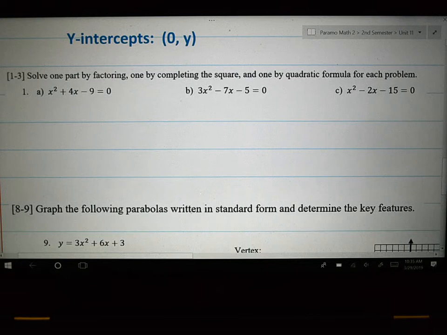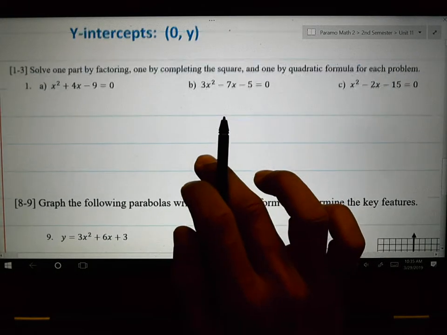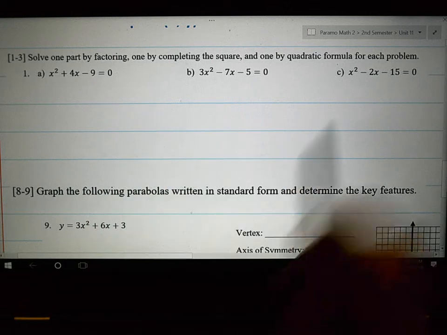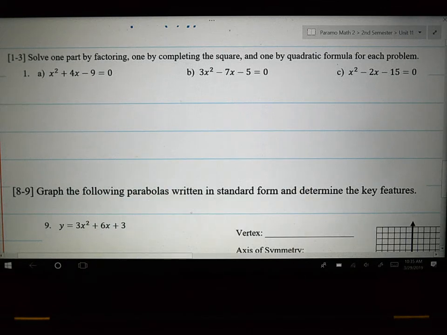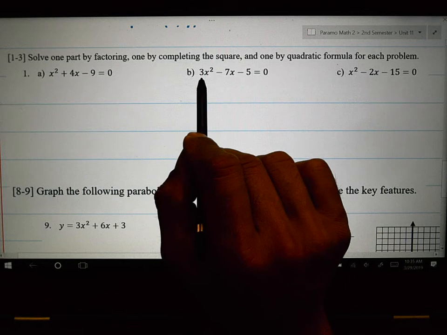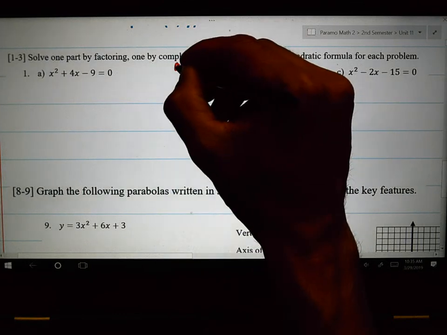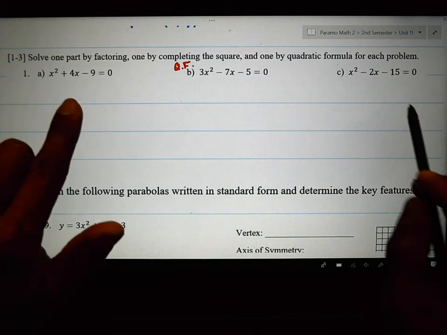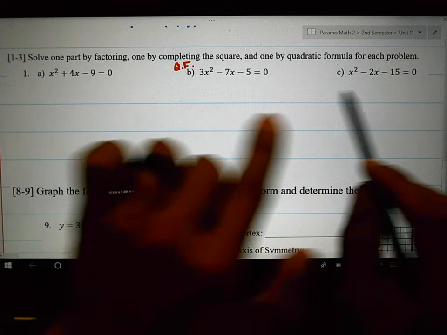I picked number 1. Number 1 says one part by factoring, one part by completing the square, one by the quadratic formula. The first thing I look for is which one am I going to use the quadratic formula on? This one has the leading coefficient, so I'm going to pick quadratic formula there. And then I'm going to have to complete the square on one of these, and I'm going to have to factor another one. So do I want to factor this one? Do I want to factor this one?